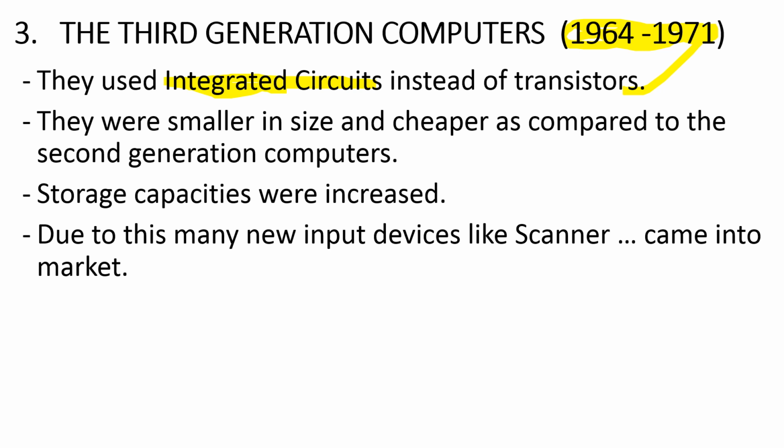Now due to this, many new input devices were invented. Okay. Since storage capacities were increased, many new input devices came into existence. Now input devices as in like scanner. You all know nowadays what is meant by scanner. It is used to scan a document, right? Scanner is used to scan a document, and that document is presented in the image form on the screen, right? Are you getting it? What is meant by scanner?